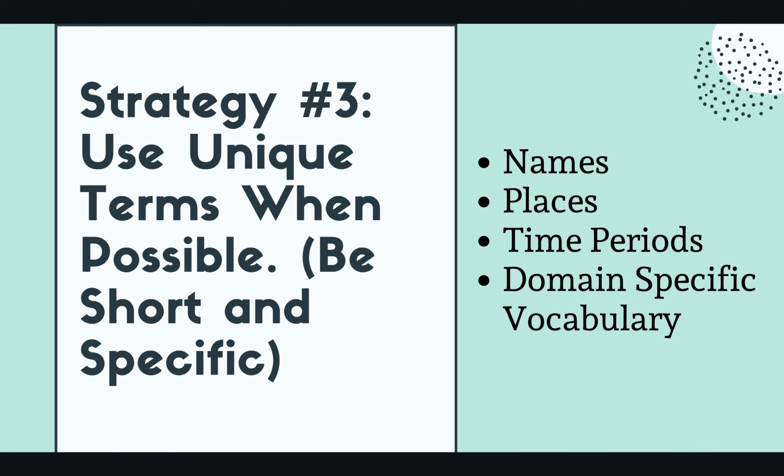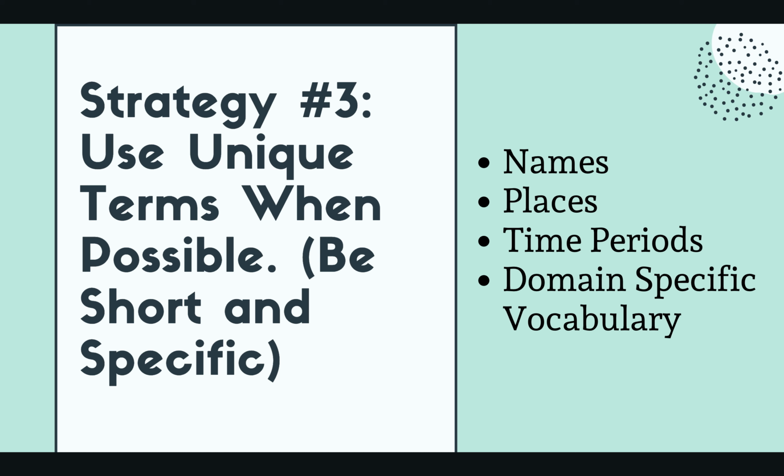Then comes strategy number 3. And in history class, I think this is probably the most important strategy. And that's to be using just unique terms whenever possible. I tell my kids, be short and be specific. If there is a name in your question, your topic, your clue, use the name. If there is a place, use that place name.